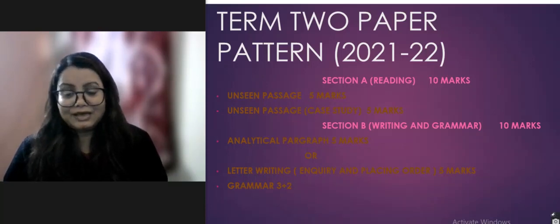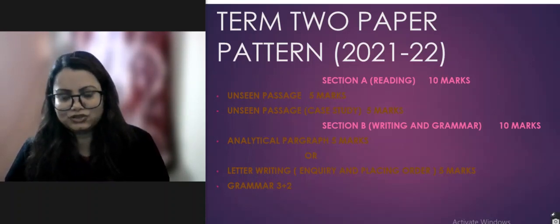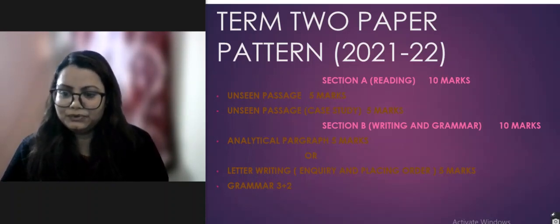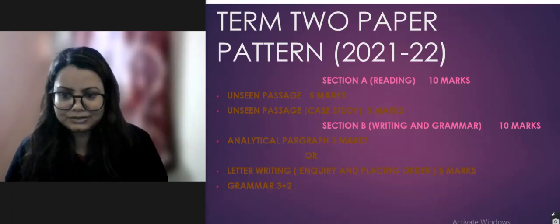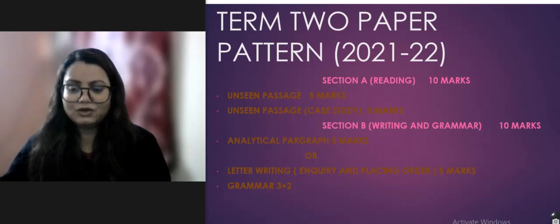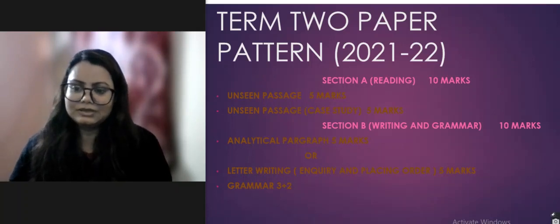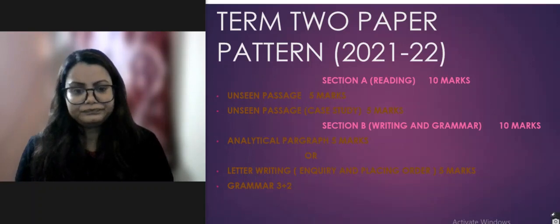Now the paper, as always, is divided into three parts, which is the reading section, the writing section, and the literature section. Now dear students, we all know the entire syllabus is divided into two terms. The first term examination has already taken place, so we no longer have to concentrate on the paper pattern of term 1 or the chapters and the syllabus of term 1. We are only going to be discussing term 2.